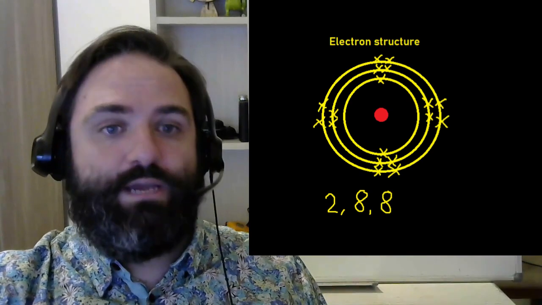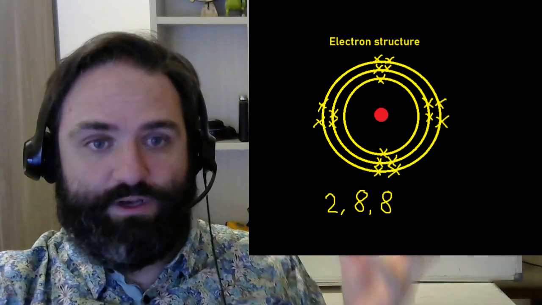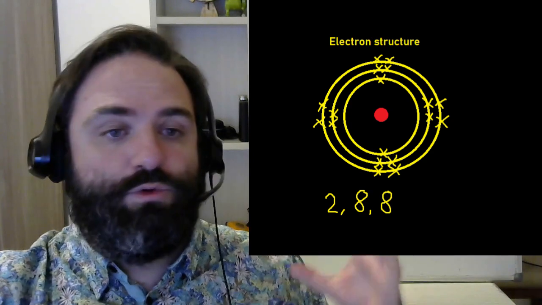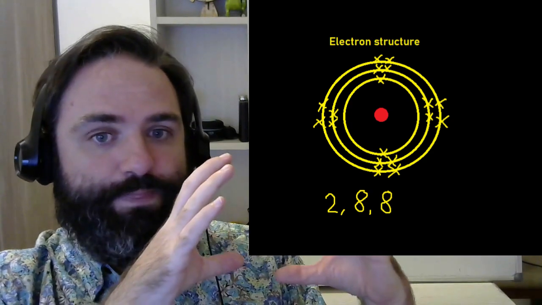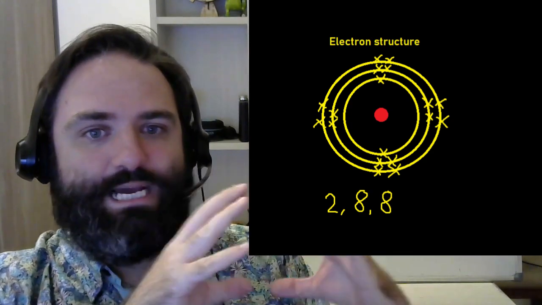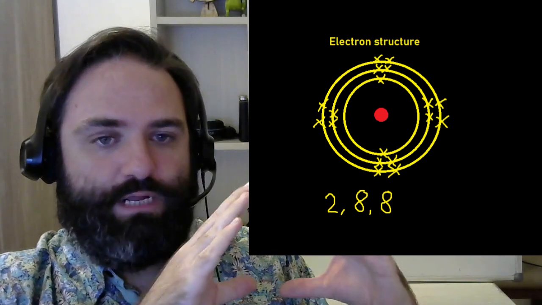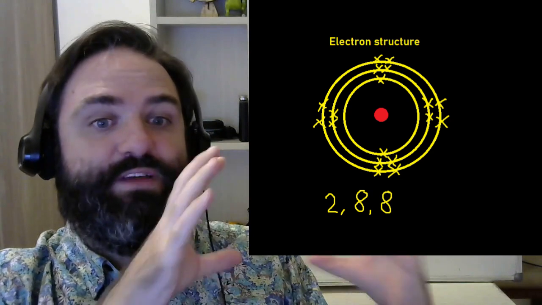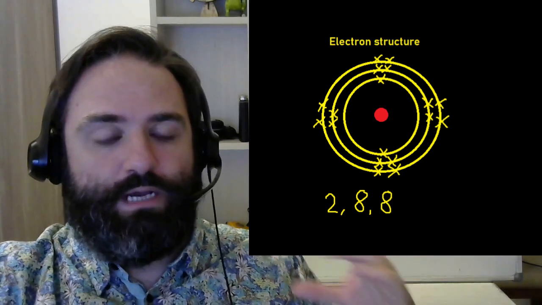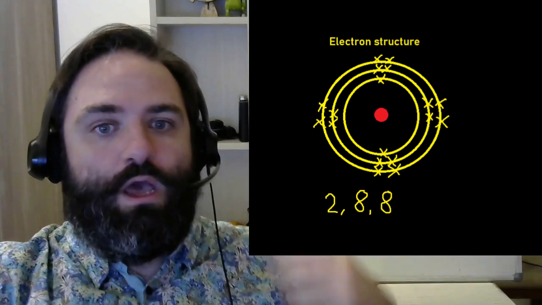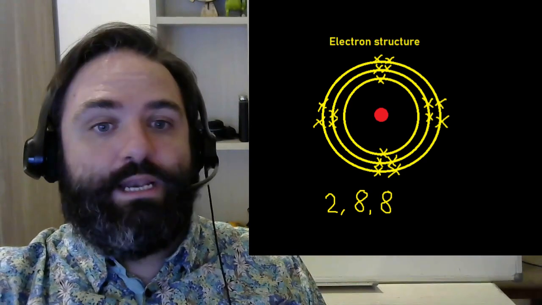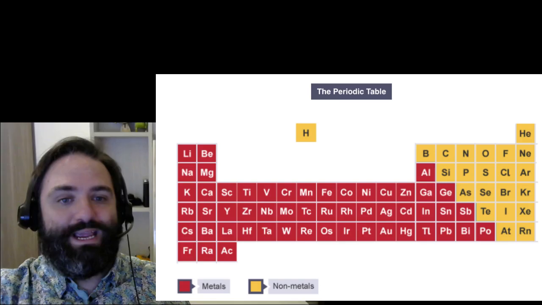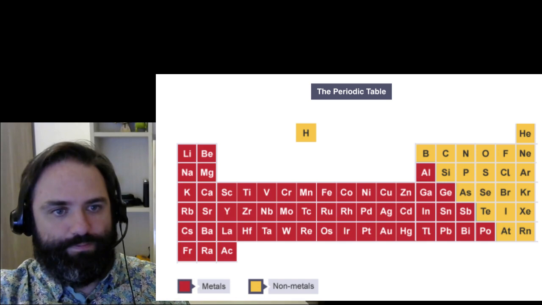The easiest way for them to do this, to fill up their shell, is to either lose the electrons in their outer shell, making the next one down the full outer shell, or gain enough electrons to fill up that outer shell and make it full. Which one they do, lose or gain, depends on their position in the periodic table.